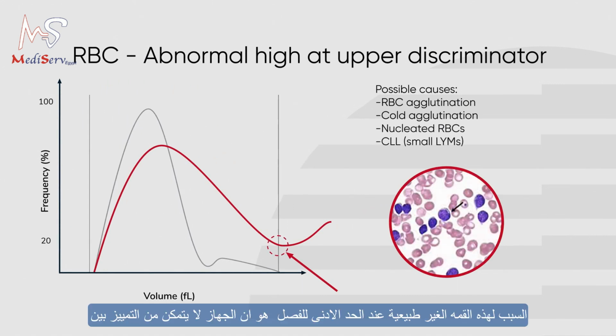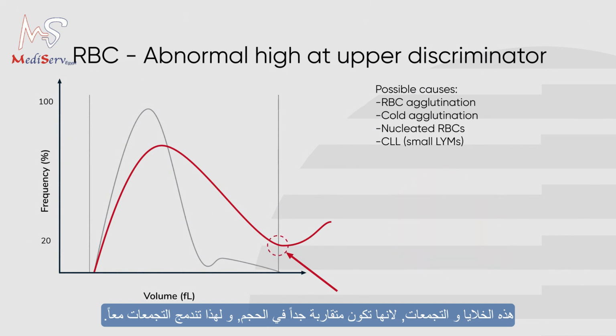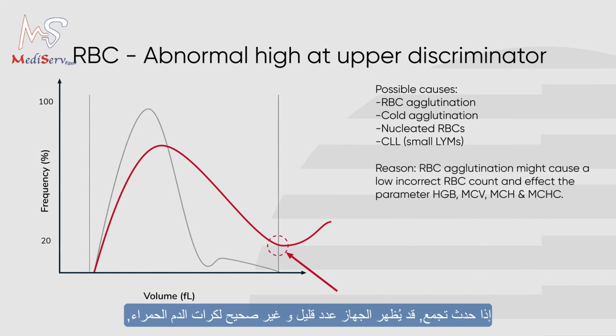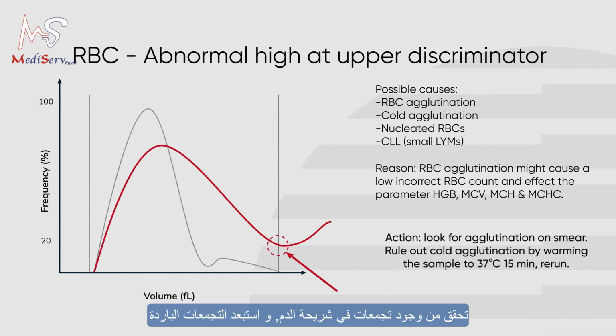The reason for the abnormal high at the upper discriminator is that the analyzer is unable to differentiate between these cells and complexes, as they are very similar in size, and the populations therefore merge. If agglutination occurs, the instrument may show a low incorrect RBC count, and the instrument may flag for abnormalities in HGB, MCV, MCH, or MCHC. Check for agglutination in smear, and rule out cold agglutination by warming the sample to 37 degrees Celsius and rerun.